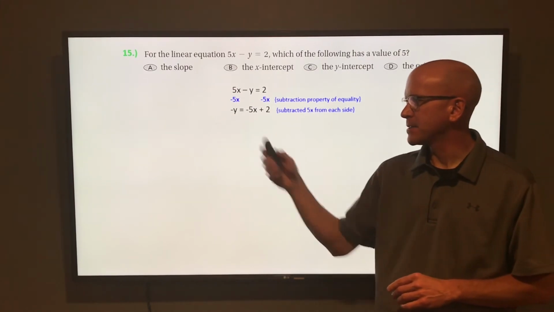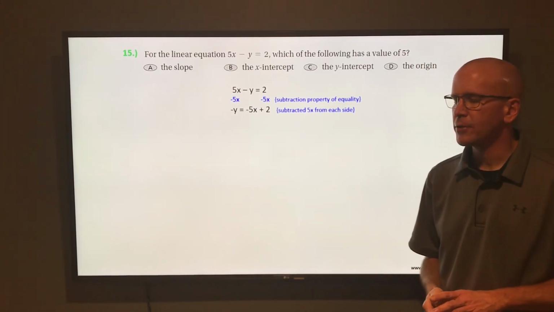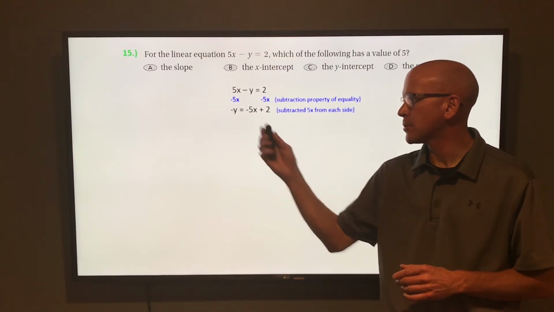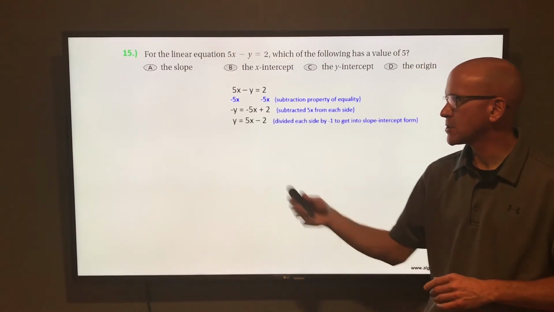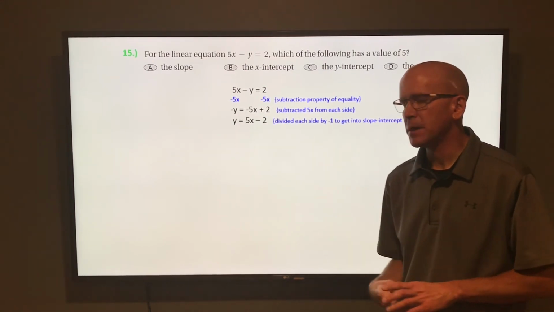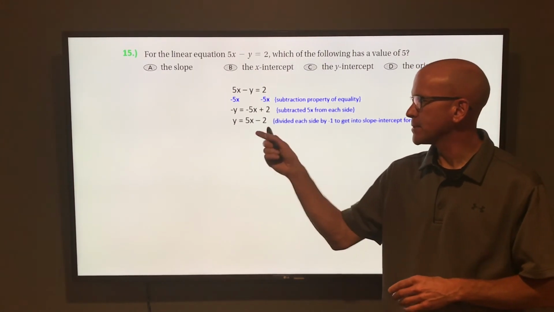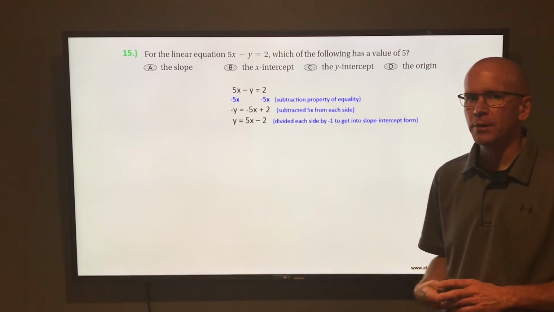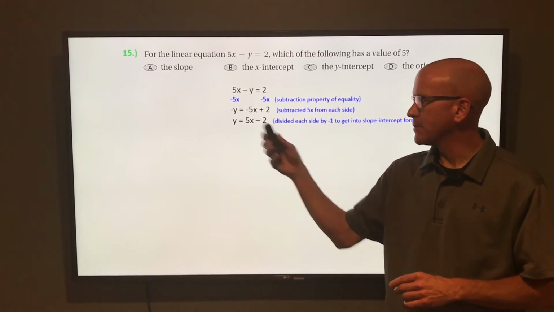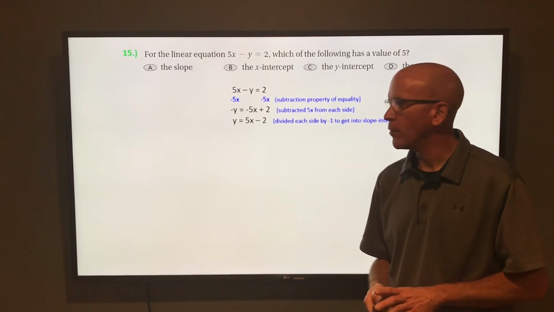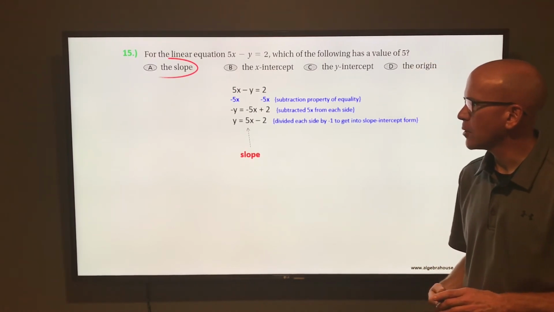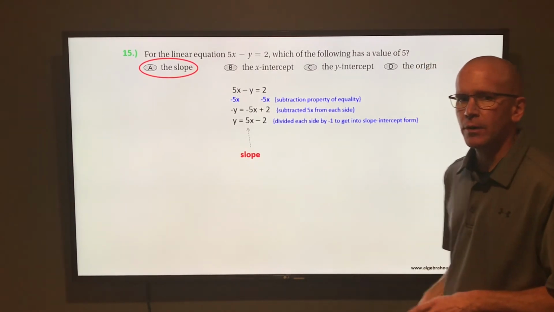Make that a positive y. Divide each side by negative 1. If you divide each side by negative 1, you're dividing each term by negative 1. And if you divide each term by negative 1, you get y equals 5x minus 2. Again, the question is, what is the 5? Well, the 5 is the number in front of the x when it's in slope-intercept form. That 5 happens to be the slope, and that happens to be letter A.